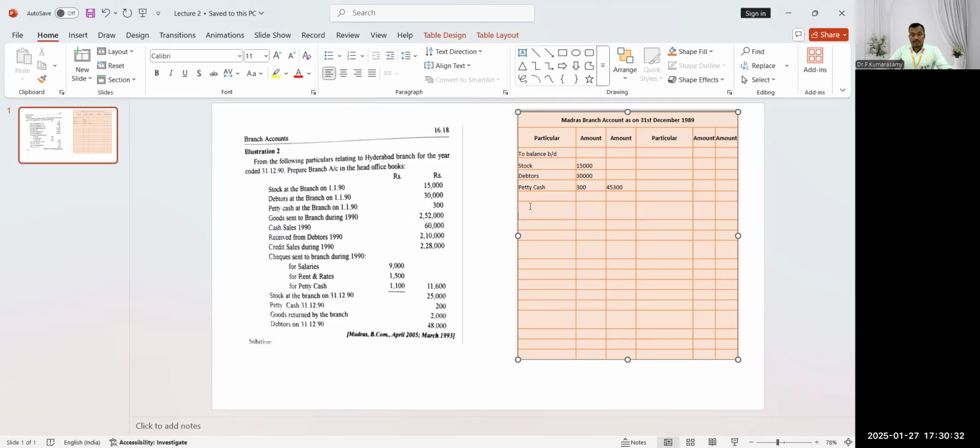Now you take another one. Opening stock is over, right? Opening stock, I am making it bold. Okay, opening stock. Next, after opening stock and petty cash, the fourth one is goods sent to branch during the year. So what will you enter as a journal entry? Here, to goods sent to branch. What is the item? Goods sent to branch. That means the head office is sending goods to the branch. This also, the stock is to be debited here. The amount is 2,52,000.